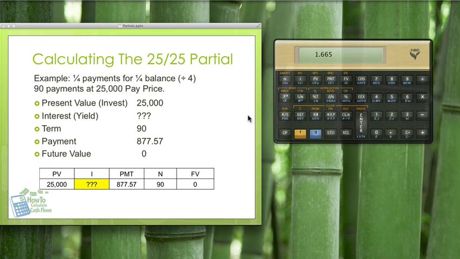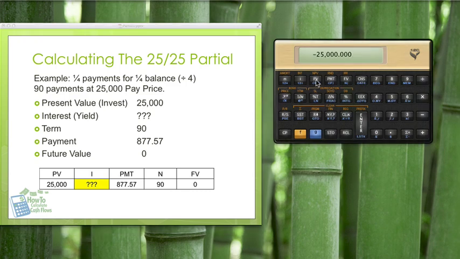So in our chart now, the things that have changed are the PV, 25,000, and N has also changed for the payments, and we're going to solve for I. So I'll come over here to our calculator and we'll just override 25,000 into the change sign present value. We're going to skip over I. Our payment is already in there of 877.57. You don't have to do this step, but we'll just show 877.57 as the payment, 90 as the N. And now we're going to solve again for I.